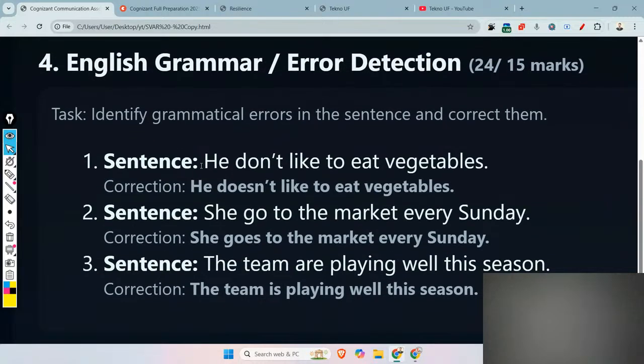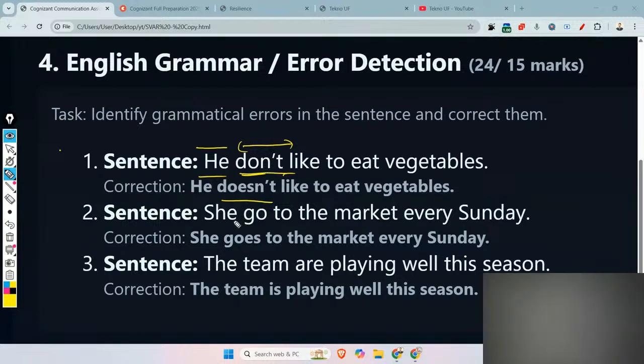Now, what type of real questions can you expect? Let's say this is the question: He don't like to eat vegetables. This is provided to you and you have to rectify it and write it down. It will be marked as wrong. You have to write it this way: He doesn't like to eat vegetables. As this is third person singular and present simple tense, you have to use s or es after the verb first form. He does not like to eat vegetables.